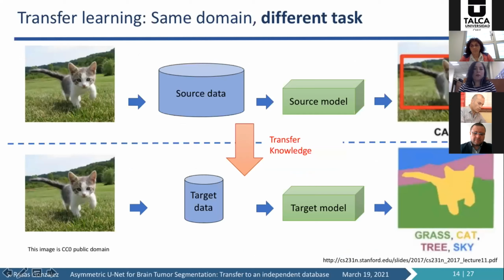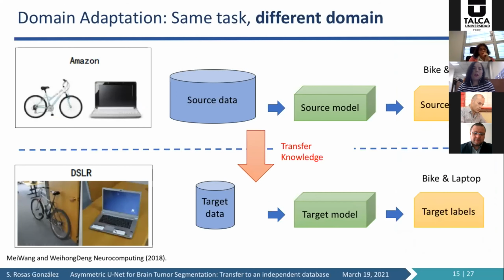Transfer learning can be used to learn a different task using the same database. In this case, this model was trained for object detection, and then this knowledge is transferred for the semantic segmentation problem. A subcategory of transfer learning is domain adaptation, in which we perform the same task, for example, image classification, but in a different domain, with a database with a different distribution.